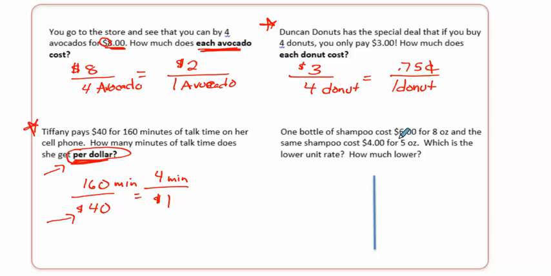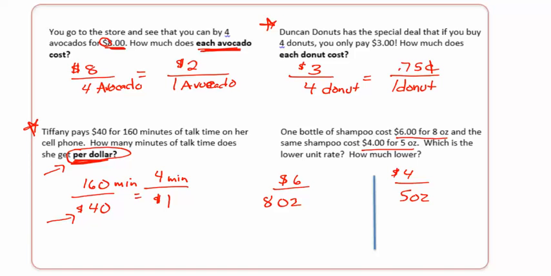All right, so this one over here is a little different. It's comparing, so we're looking at 2 things. We're figuring out which one is the lower price. In order for something to be the better deal, it's going to be the cheapest price, the one that has the lowest price per ounce. So I can buy one shampoo for $6 for 8 ounces, or the other one $4 for 5 ounces. Let's just set it up.